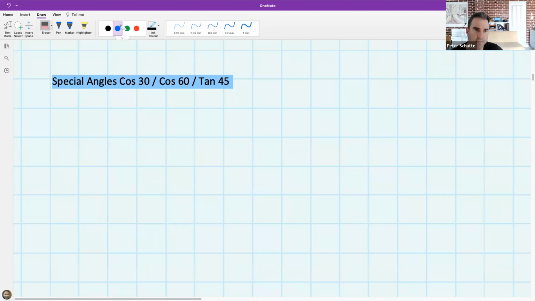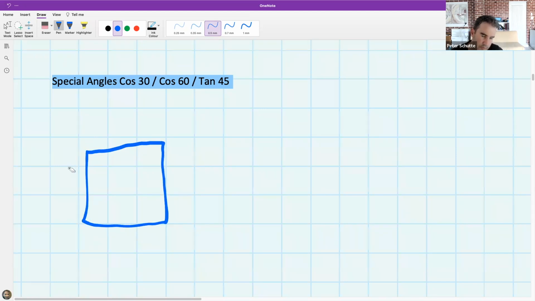Okay, now let's take a square where the length of each side is 1, 1, and 1. Not very exciting, but it is what it is. Now I am going to draw a diagonal across the square. I want to know the size of these angles, the red angle and the green angle. Can anybody tell me the size of the red angle and the green angle?